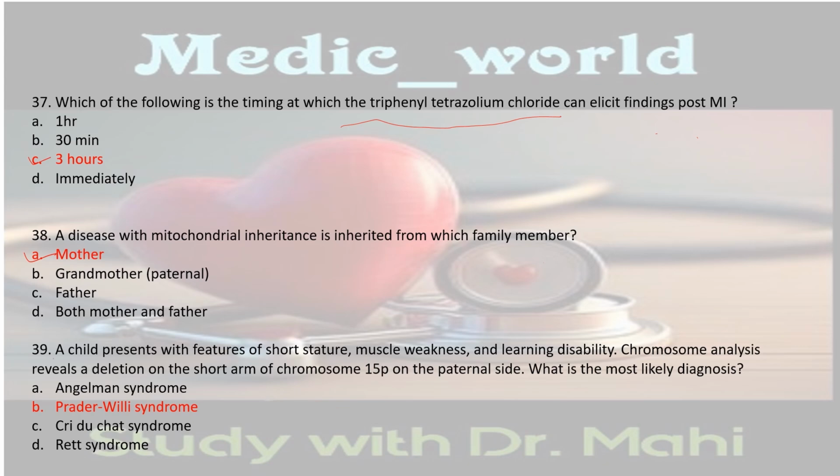Next question. A child presents with features of short stature, muscle weakness, and learning disability. Chromosome analysis reveals a deletion on the short arm of chromosome 15p on the paternal side. What is the most likely diagnosis? Here the answer is Prader-Willi syndrome.